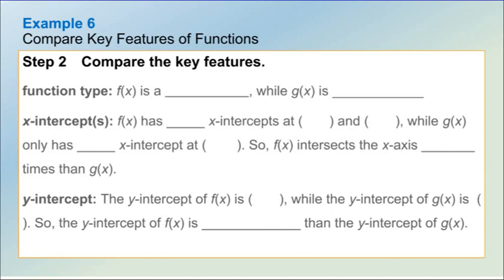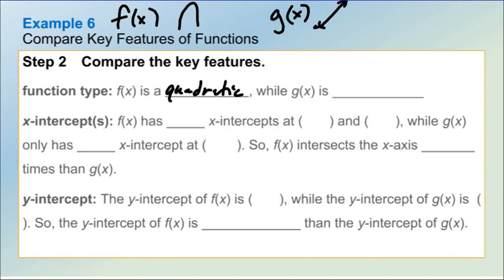So let's now compare the key features. The function f of x is the parabola, and g of x is the line that's going up from left to right. So f of x is quadratic. g of x is linear.